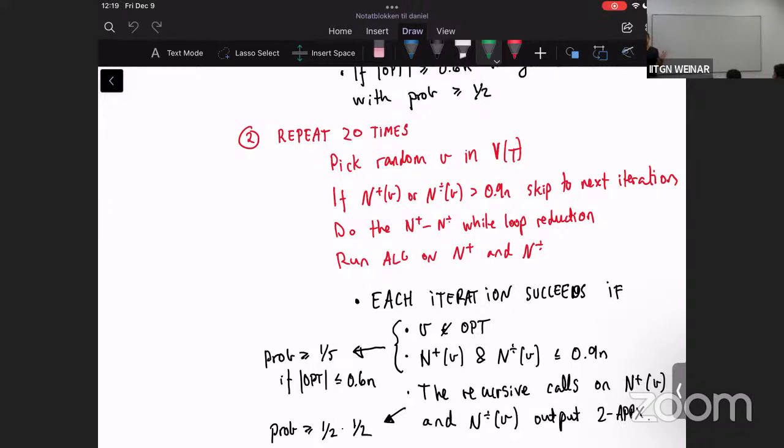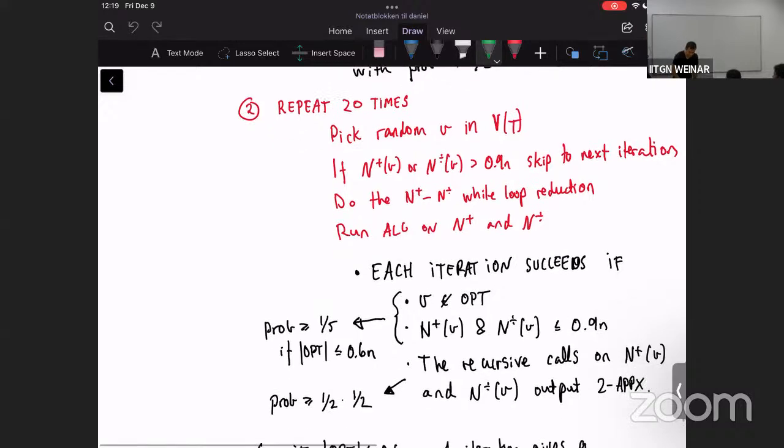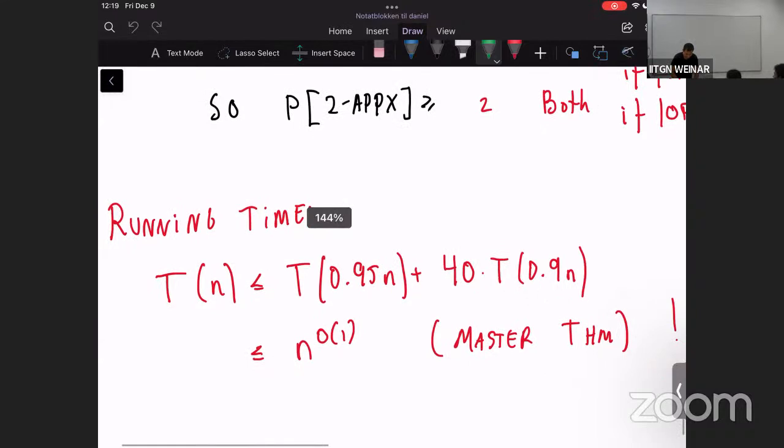Okay, now there's 2 things: correctness and running time analysis. Running time analysis is actually ridiculously easy. We make 1 call to an instance of size 0.95 in case 1, and 40 calls of size at most 0.9 for case 2. So this is AT of 0.95 times 4, or it's like 41 times 0.95. So by Master's theorem, this is some crazy polynomial time. It's not a very good polynomial time algorithm, but it's a polynomial time algorithm. If you optimize this, I think we managed to optimize this down to like 14 or 17 or something.